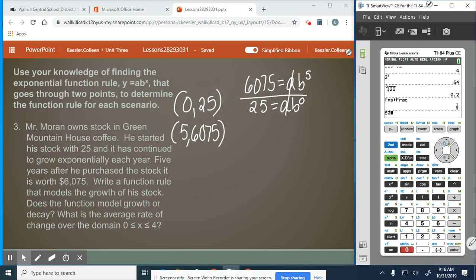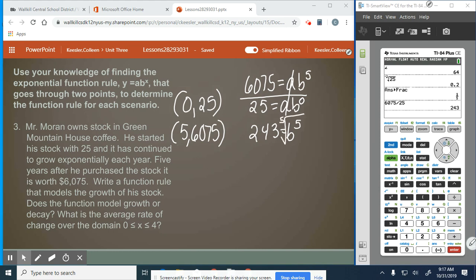We get 6,075 divided by 25 equals 243. b to the 5th, because 5 minus 0 is just 5. Then we do the 5th root of 243. So we do math, go down to choice 5, put 5 in for our root, and 243 under the radical, and we get 3. So b equals 3. So now we can plug that back in, but it's kind of obvious that our 0 value is 25. So we actually have our equation here, but let's just prove that we've got it right.